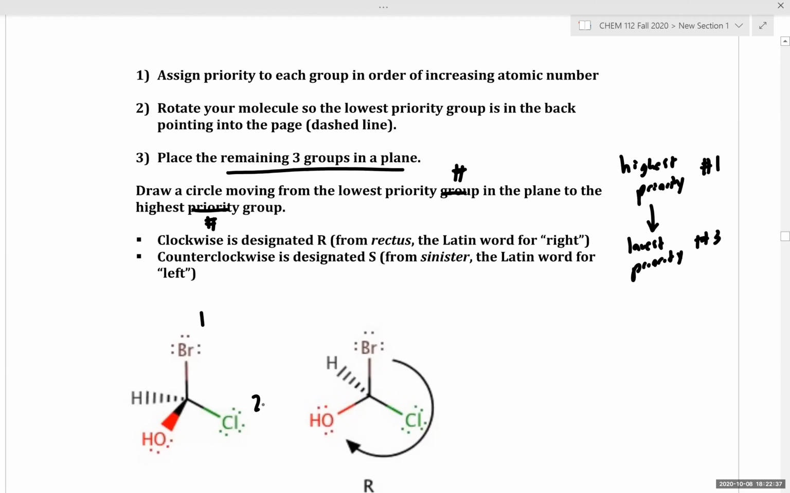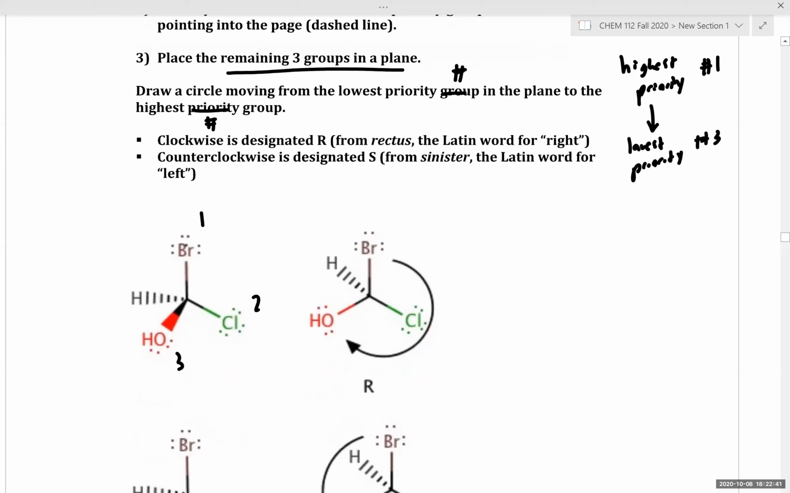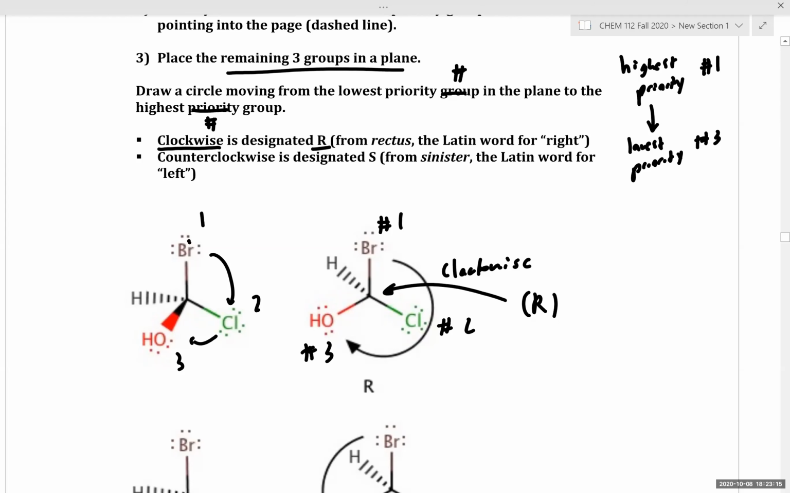Okay, so in this case, we have our priority groups with bromine being the highest and oxygen being our lowest. We're going to draw a circle and we're going to draw a line going from our highest to our lowest priority. And if your circle requires a clockwise motion to go from highest to lowest priority, so in this case, we have a clockwise motion to go from our priority 1 group to our priority 3 group, we designate this as an R configuration. So this stereocenter would be an R stereocenter. A counterclockwise rotation is designated as an S stereocenter.